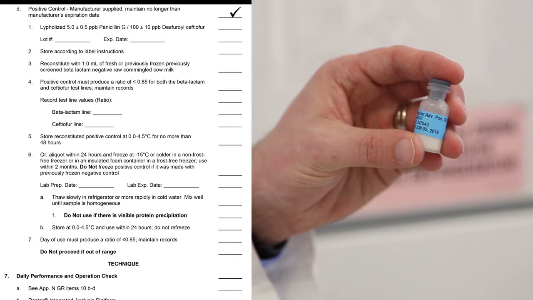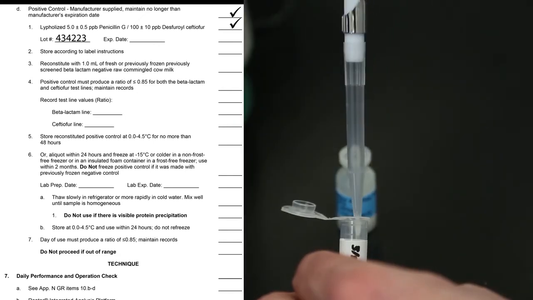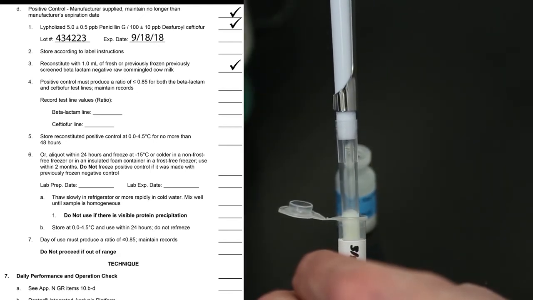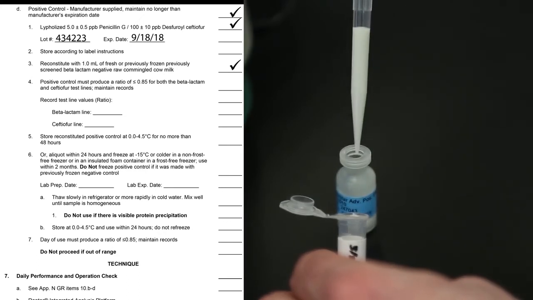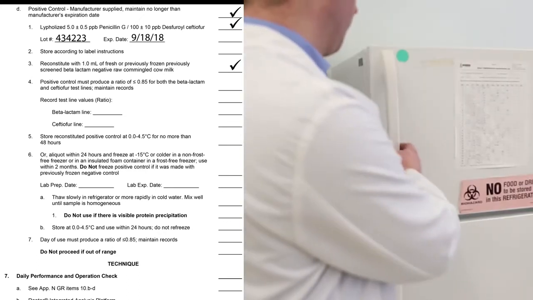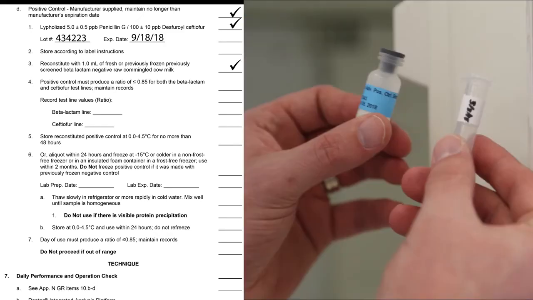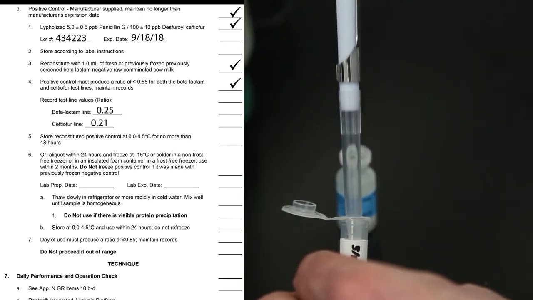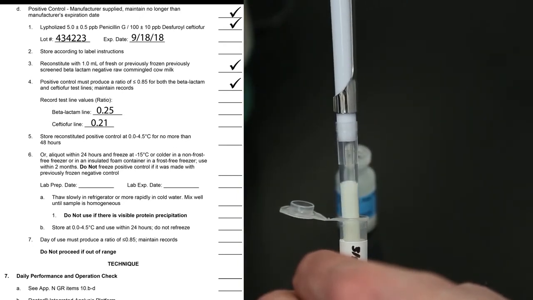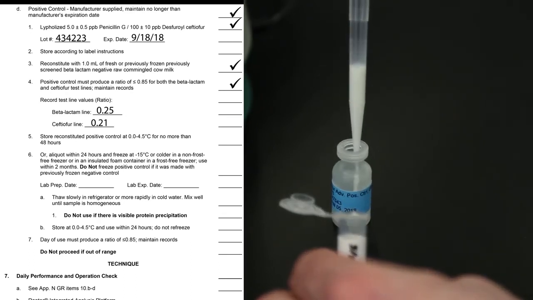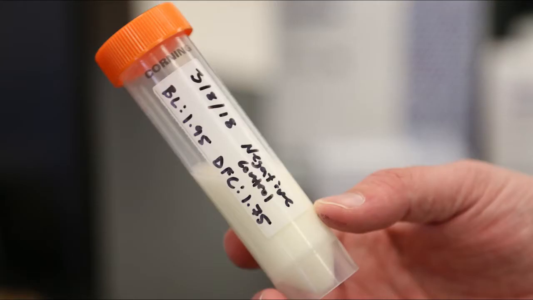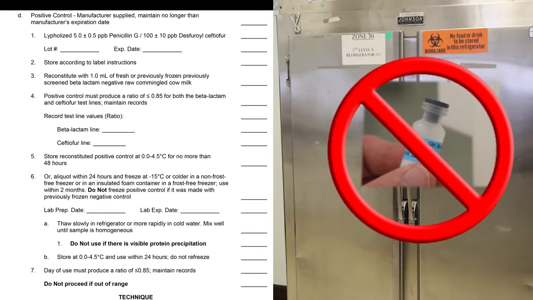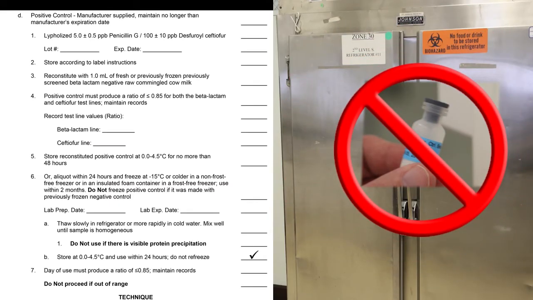NEOGEN supplies positive controls that contain 2 different beta-lactam antibiotics. Positive controls are prepared by reconstituting the drug with 1 milliliter of negative control milk. If using a previously frozen positive control, the control should be properly labeled and have the ratios on the label. If the positive control is being prepared fresh, you'll need to come back and complete the ratios after the daily performance check is complete. Just like the negative controls, positive controls can also be frozen. Do not freeze the positive controls if previously frozen negative milk was used to reconstitute the positive control.